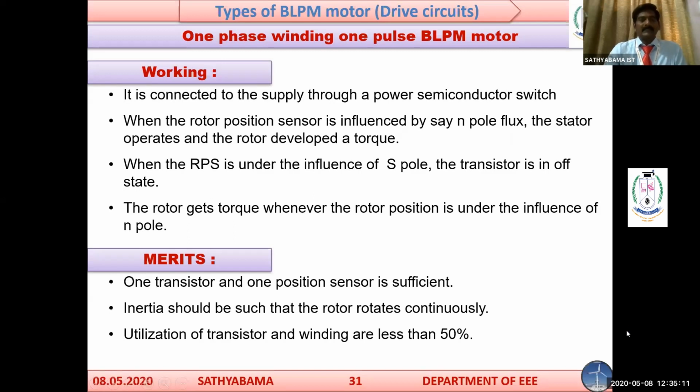And the merits: it contains only one transistor and one phase winding, which is sufficient. The inertia should be such that the motor is rotating unidirectionally. The demerit is that the utilization of the transistor and windings is less than 50%.